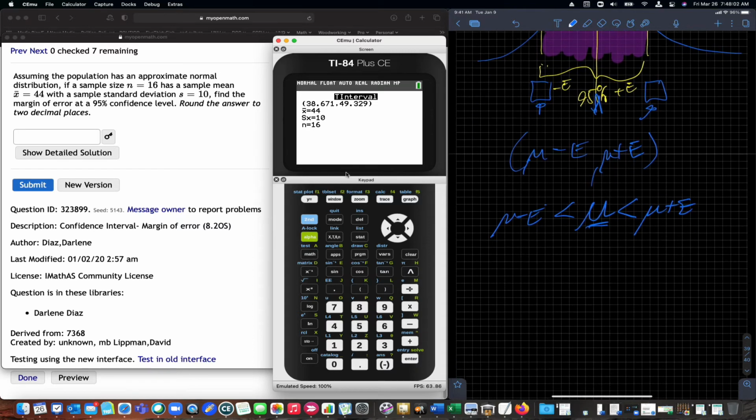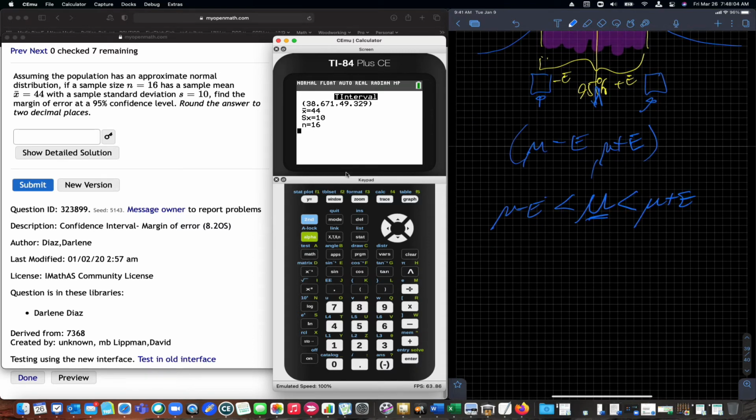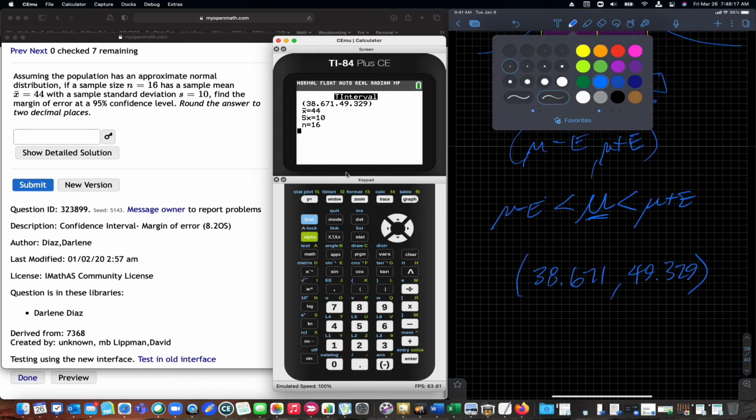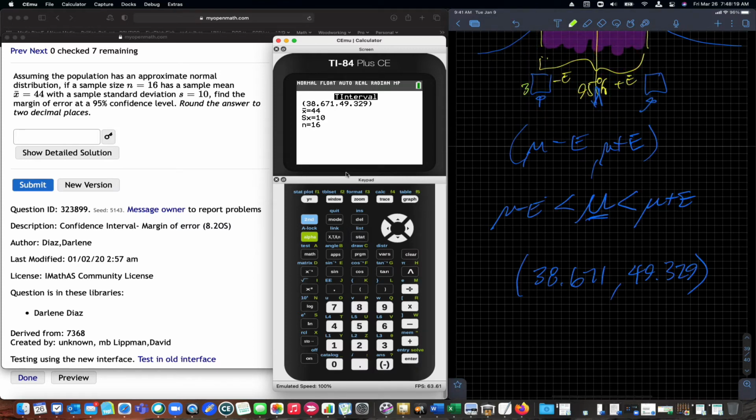We get a confidence interval for that scenario and those numbers as 38.671 to 49.329. So conceptually, remember, this 38.671, that's this number here, 38.